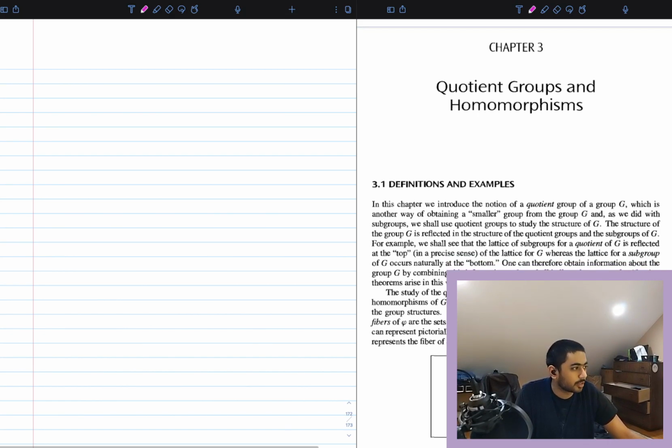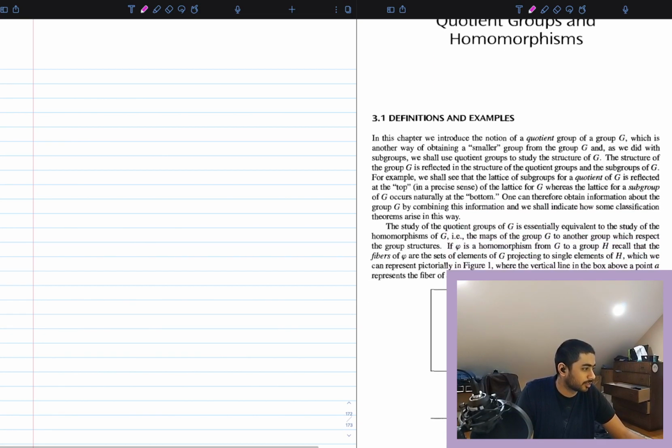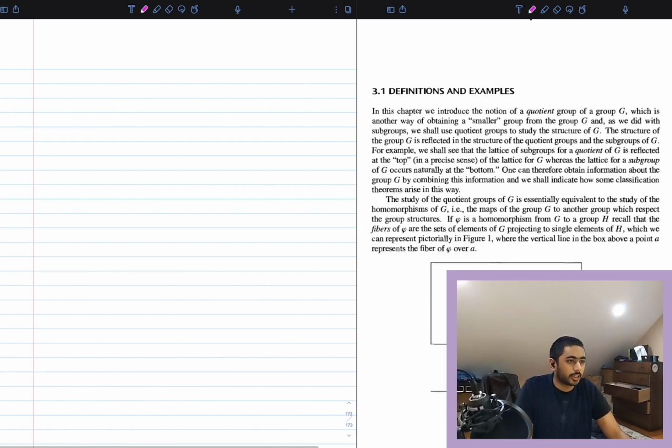So yeah, it's time to start chapter 3 today. Today's section is actually pretty long. It's the definitions and examples section within the chapter called quotient groups and homomorphisms. I would still say we're in the basics of group theory right now. And this quotient group stuff is useful stuff to know.